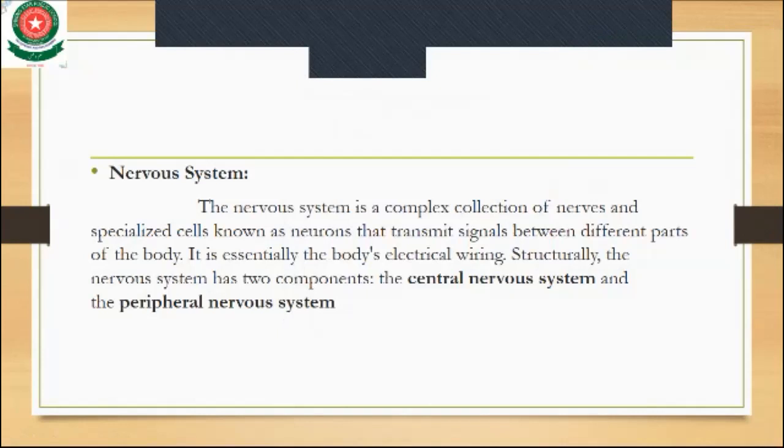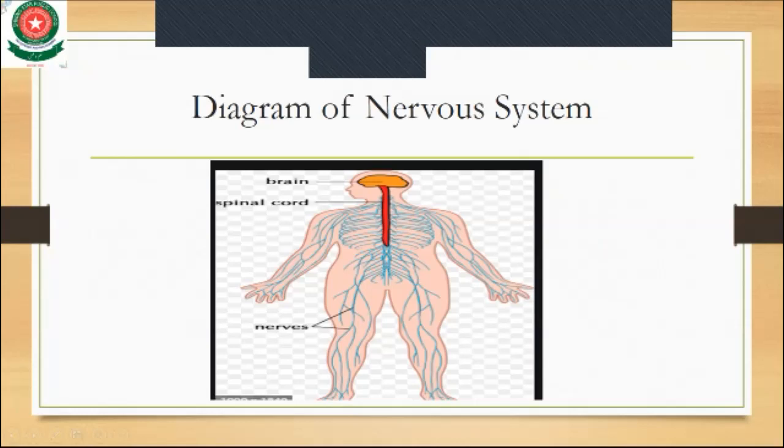Okay, I hope that you will understand all the types of human organ system. Let's see the diagram of the nervous system. This is the diagram of the nervous system, in which there is a complex structure of nerves, and also the specialized cells called neurons, which are present inside the body. Okay.